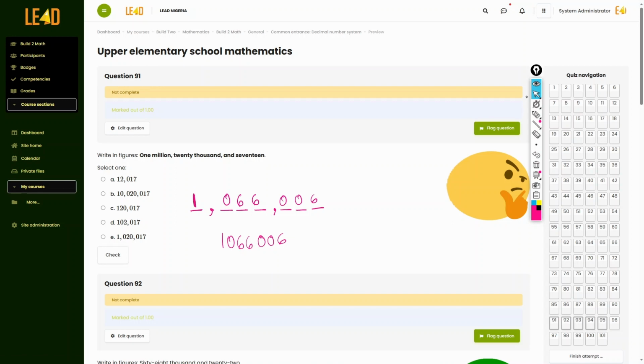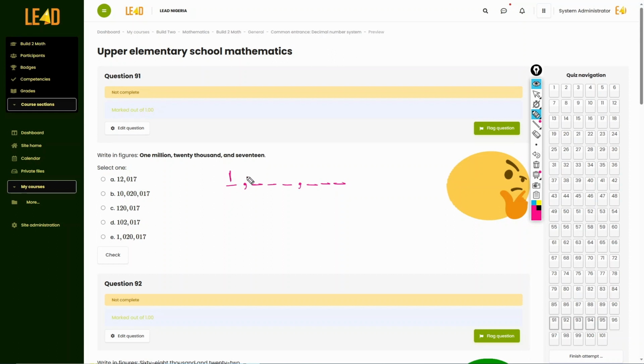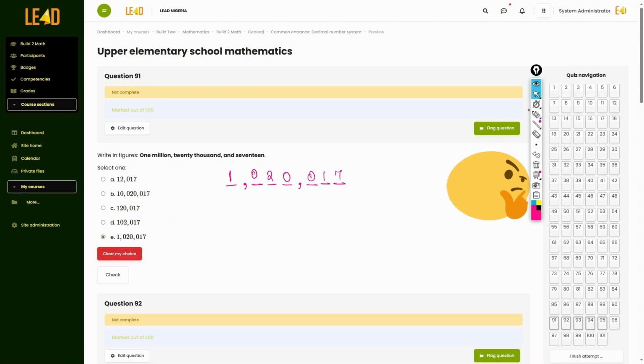Okay. So 91 is 1 million. We should write in figures 1,020,017. So we'll just put the spaces out. Then we have the thousand spaces here. Okay, so it's going to be 1 million. Just put one here. For the thousands, 20,000, so that's 020, and 17, 017. So 1,020,017, that's option E.